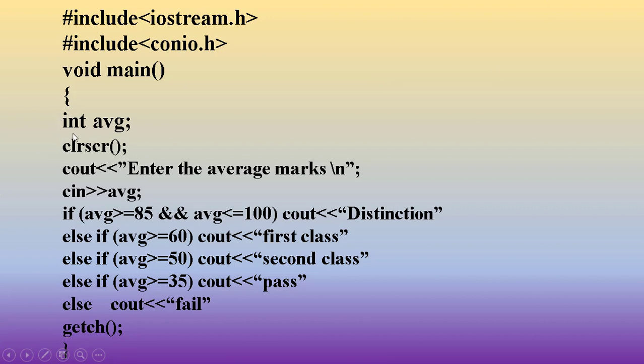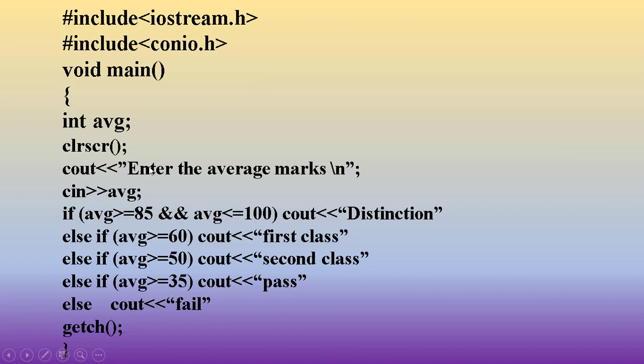Then we have int. Int is a data type and avg is the average marks scored by the student. It is a variable name. Then we have clear screen. Clear screen is used to clear your output screen, just like erasing the board. A person can write only if the board is erased. Same way here, the previous output is there. In order to erase the previous output, we have to use clear screen, otherwise your previous output will be displayed.